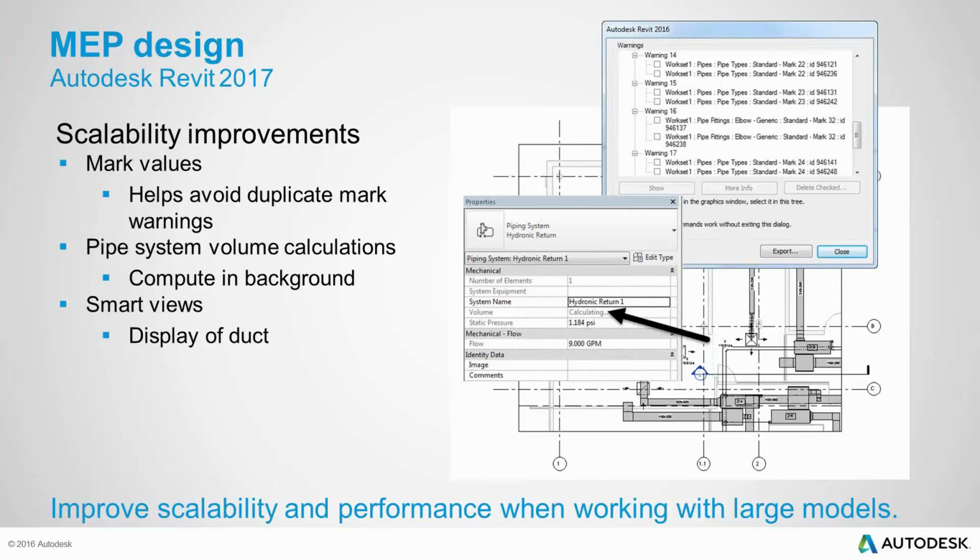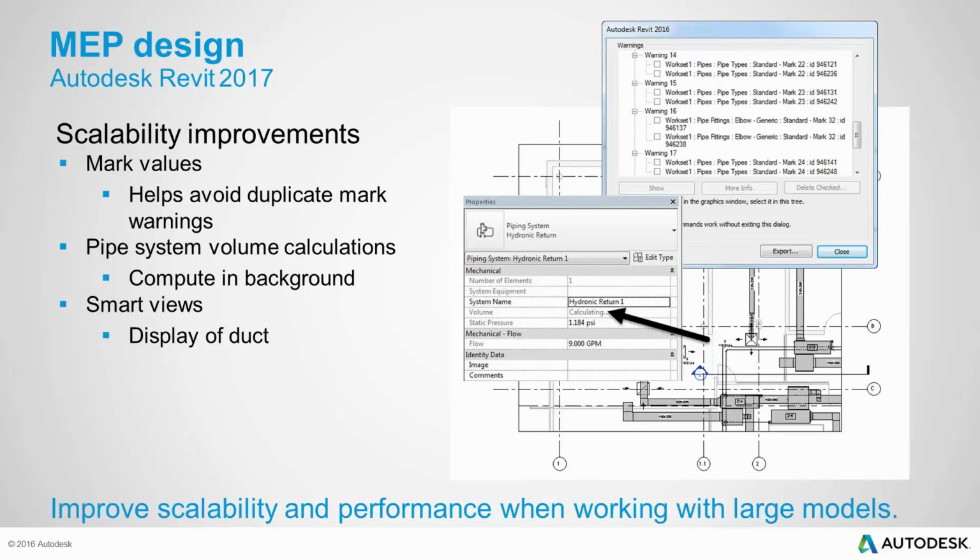The pipe system volume calculations have actually been moved to a background process. So what you'll see is this kind of calculating dot, dot, dot in your parameter, and once it's available, that value will show up. But it will allow you to continue working because you're probably not looking at that parameter all the time.